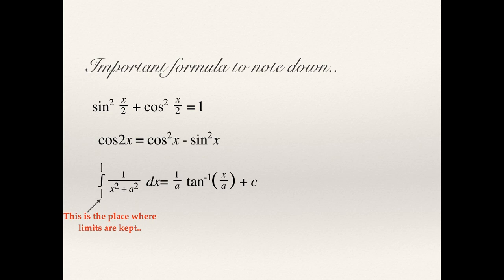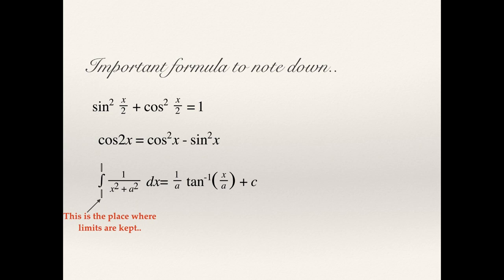The next formula demands a basic understanding of trigonometry. It's the basic formula of the double angle. If you look at this formula, it says that cos 2x is equal to cos squared x minus sin squared x. This is the formula to memorize.